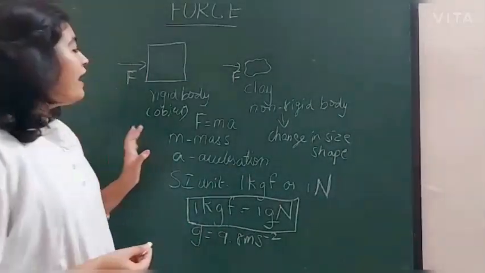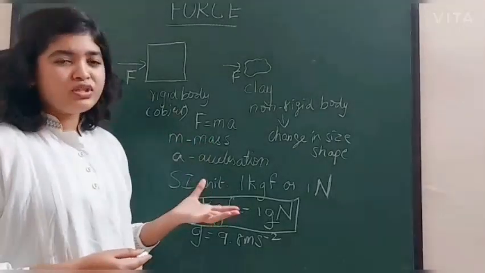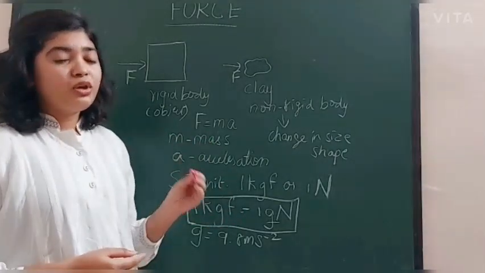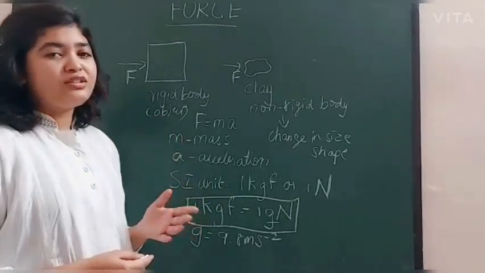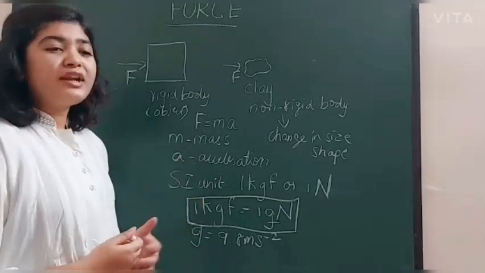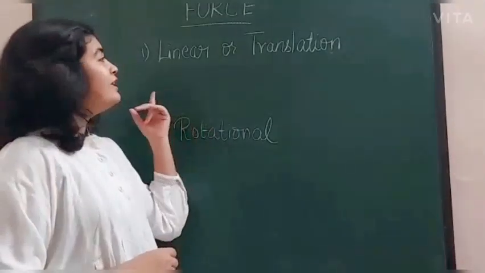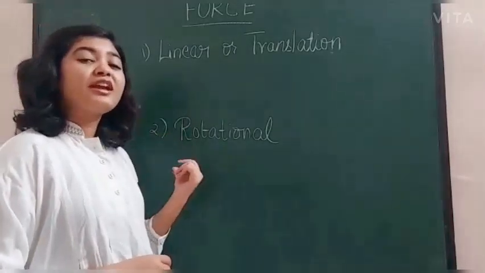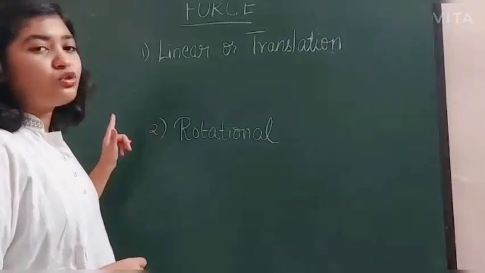per second square. And for a rigid body or a non-rigid body, when you apply force, generally you see some types of motion which is taking place over here, which is translational and rotational as well. So let us see in detail about them. So the two types of motions are linear or translational, and the second one is rotational. So first let us see about the linear or translational motion.